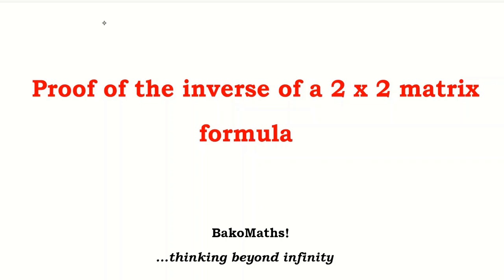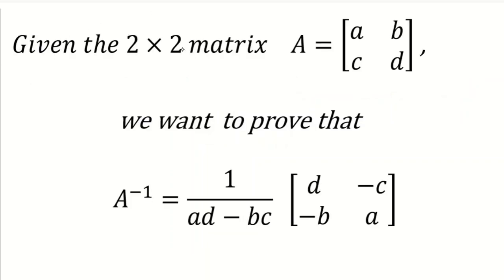Let's get started. We have this, and it says that given the 2 by 2 matrix A, which is equal to [a, b; c, d], we want to prove that A inverse is equal to 1 over (AD minus BC) multiplied by the matrix [d, minus b; minus c, a]. So basically, we want to find that A inverse is equal to 1 over the determinant times the adjoint.